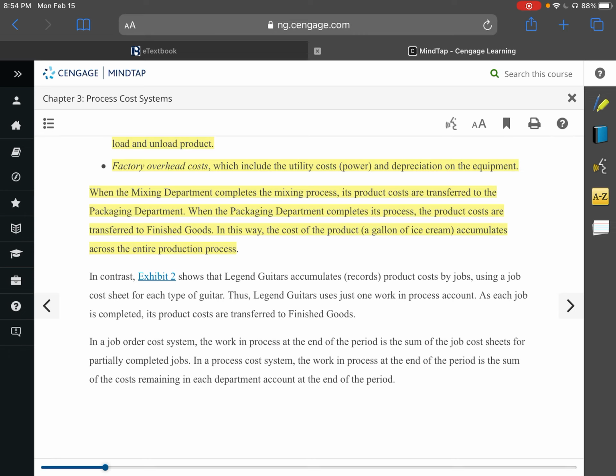So when you think about the job order cost system and work in process, the work in process at the end of the period would be the sum of the job cost sheets for any job that's not completed. So all the partially completed jobs would make up work in process. In a process cost system, the work in process at the end of the period is the sum of the cost remaining in each department account. So it'd be whatever's left in the mixing department plus whatever's left in the packaging department.